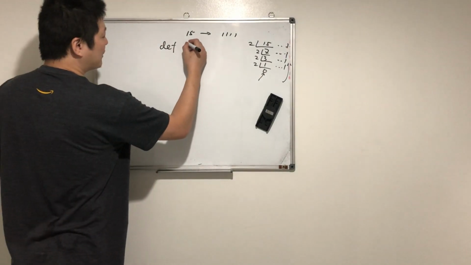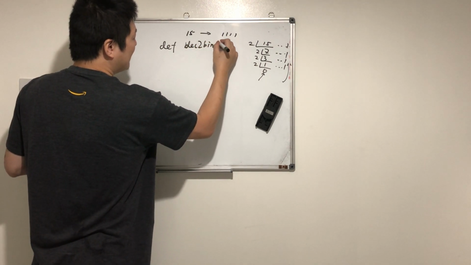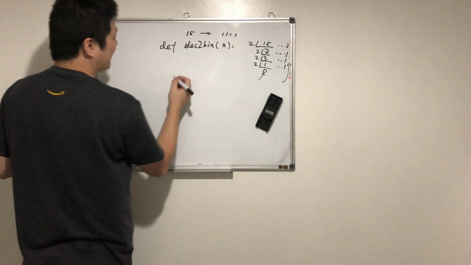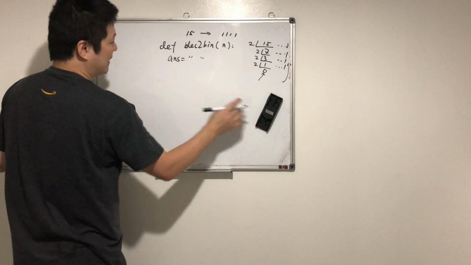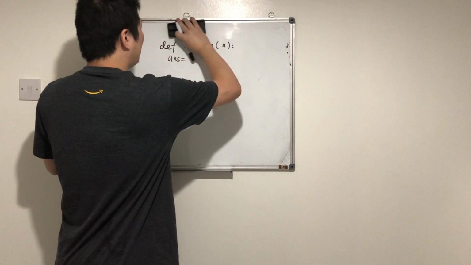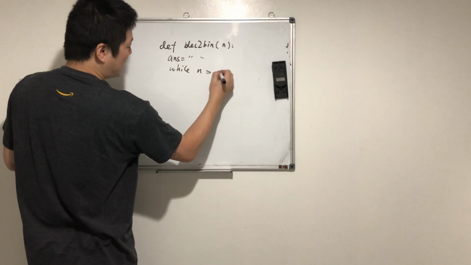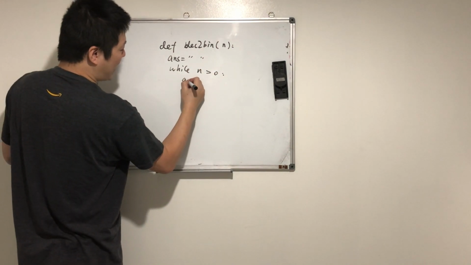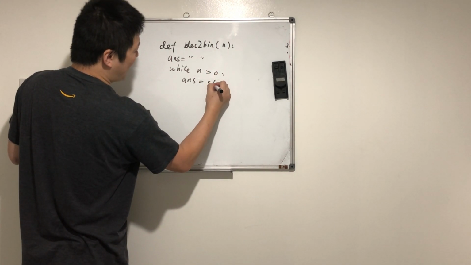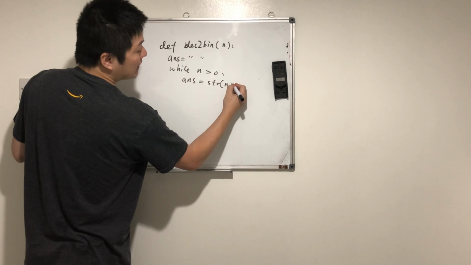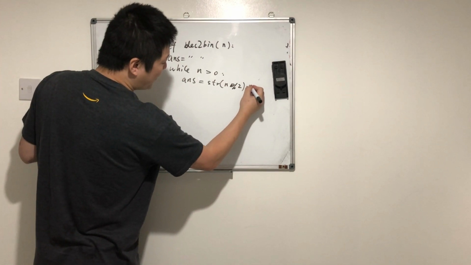So now define a function. Let's call it decimal_to_binary, with parameter n. We put answer as an empty string. Now what should we do? While n is bigger than 0, answer equals str(n remainder 2) plus answer.